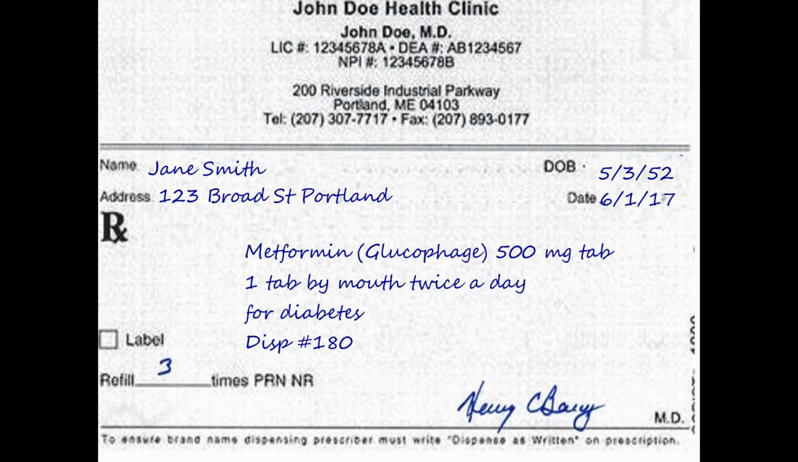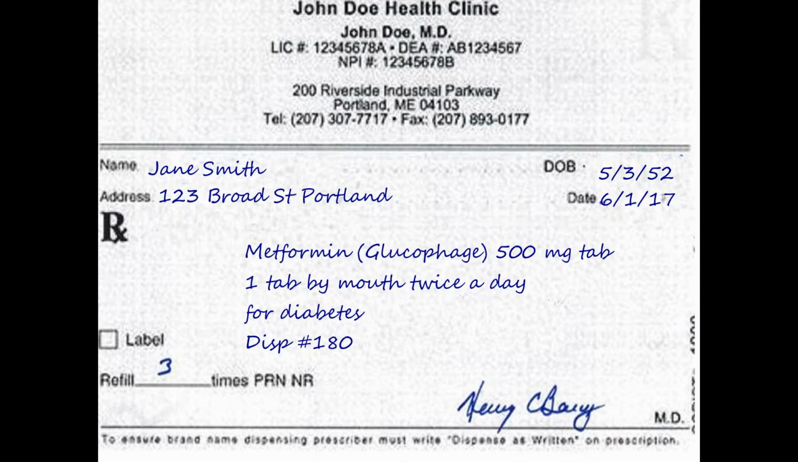The route should be included. So here it's by mouth, but some prescriptions might be taken by suppository, rectal or vaginal suppository. Some people take medications by a feeding tube, so per tube might be in the instruction line. So in order to write a complete prescription, we want to have the number, the frequency, and the route.